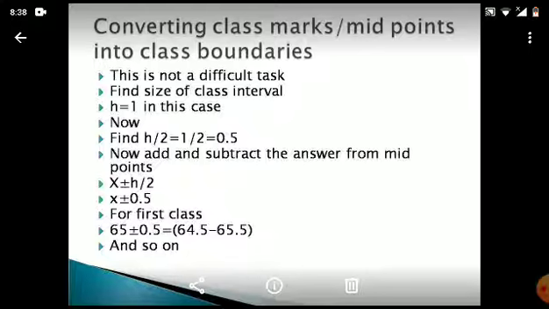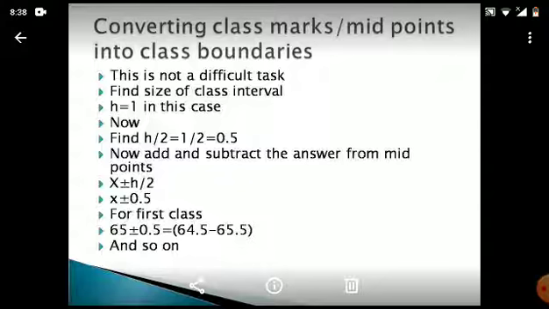If your h is 2, then your answer can be 1. If your h is 5, then your h by 2 will be equal to 2.5. So don't memorize that it is always 0.5. Whatever answer you get by dividing the height by 2, you have to select that. Now, this number h by 2 will be added to the midpoint and subtracted from the midpoint. You will add it once and subtract it once from the same value, that is 65, like in the first class. That first class midpoint is 65.